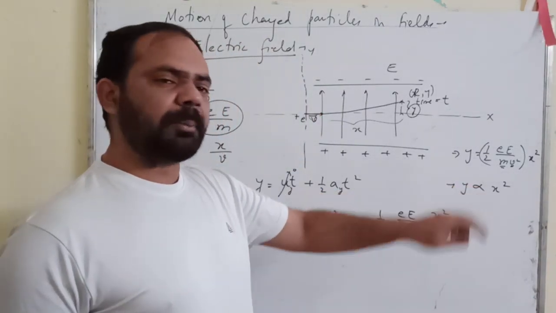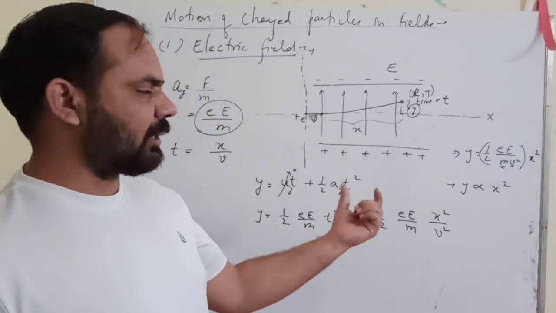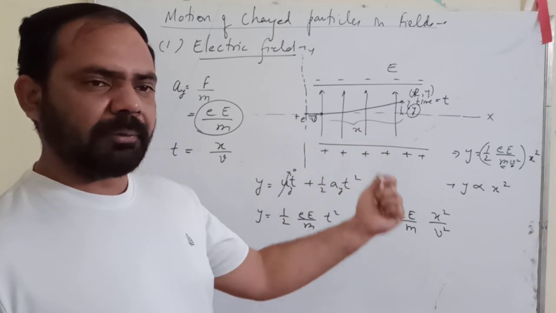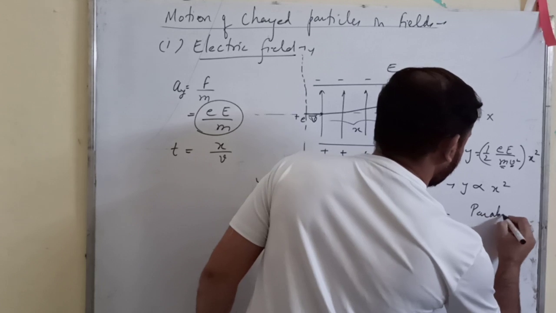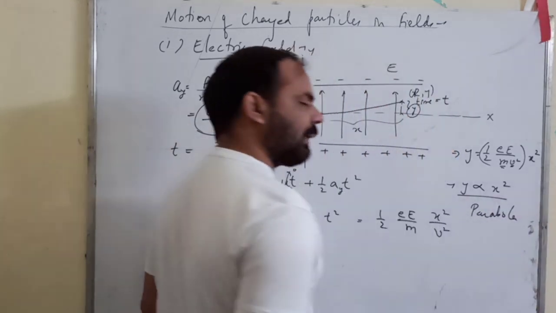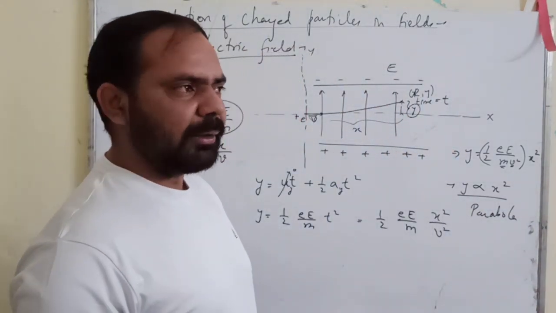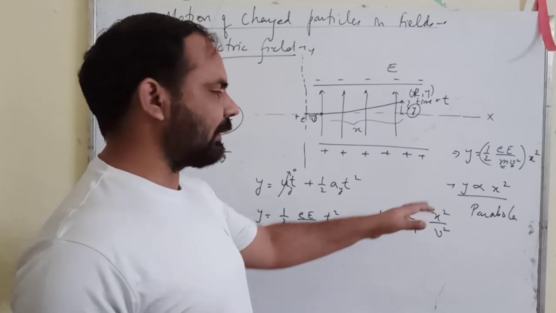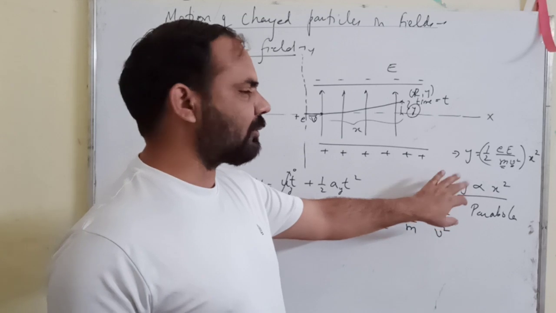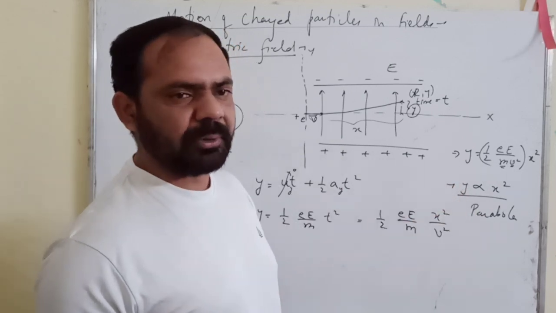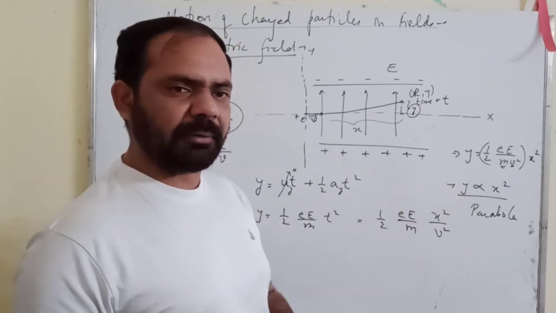Now y proportional to x square, this equation is an equation of a parabola. Okay, the equation we obtained is the equation of a parabola. You must have done this in class 11th, that if one variable's power is 1 and the other variable's power is 2, then directly you can say that it is the equation of a parabola.